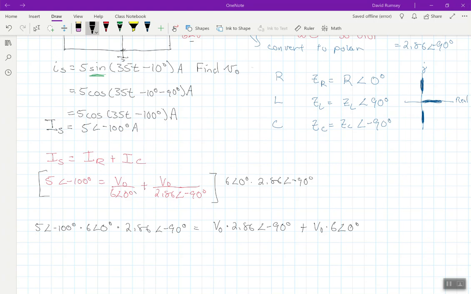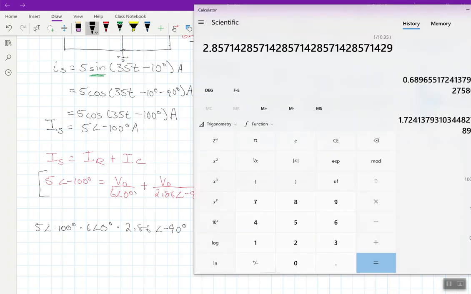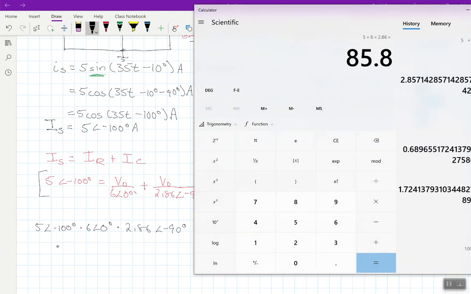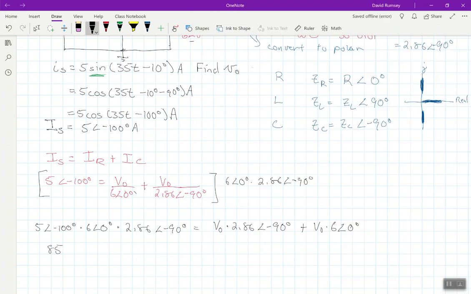Now we can go through and do this multiplication. You have 5 times 6 times 2.86, which is 85.8 at an angle of negative 100 plus 0 minus 90, negative 190 degrees, is equal to V out times 2.86 at an angle of minus 90 degrees plus 6 at an angle of 0 degrees.